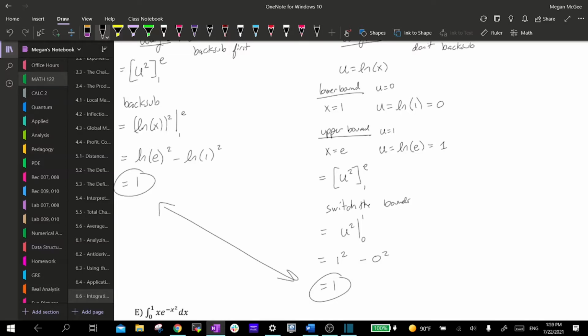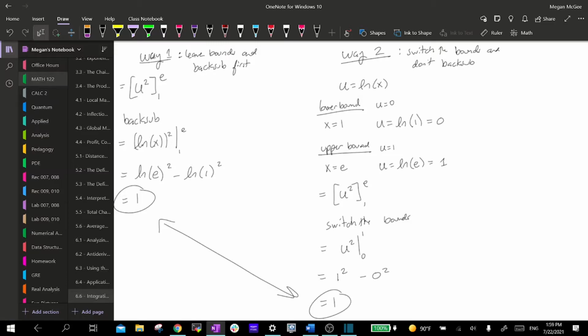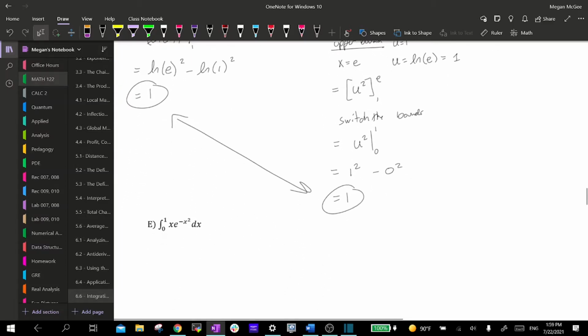All right, but the first way you have to remember to back sub first before you start plugging your variables in. The other way, you can choose to find your new lower and upper bound at the very beginning of the problem. That way you don't have to remember to back sub first. So both have their pros and cons. It's a complete personal preference on which way you would like to handle your definite integrals using a u substitution. So pick whichever way you feel most comfortable with.